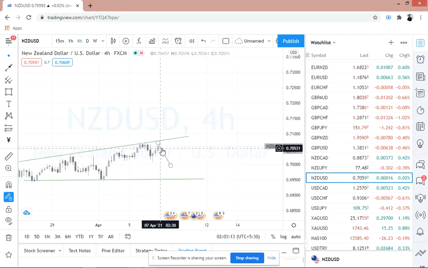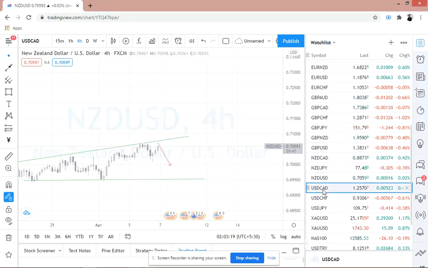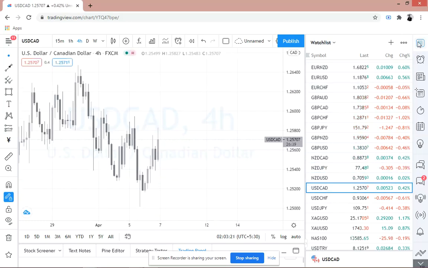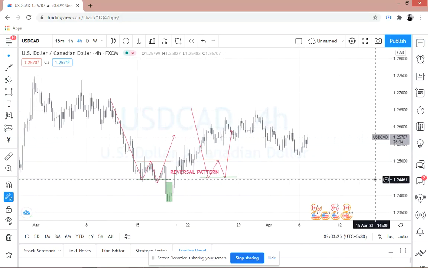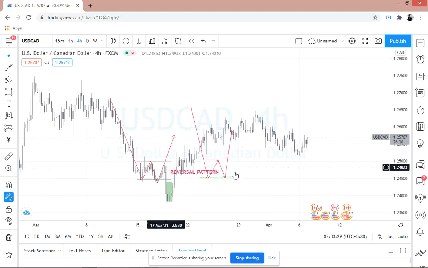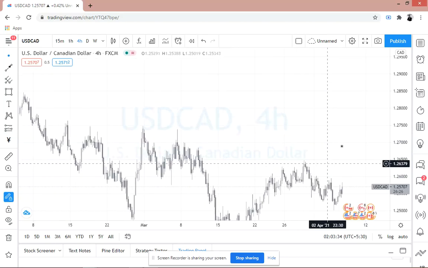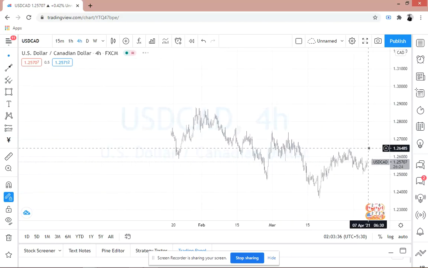But I'm seeing the momentum of buyers. It is likely to break this trend line, and if they break the trend line, it means the buyers want to go more. USDCAD. This is what we predicted on USDCAD. W pattern, we call it a reversal pattern.